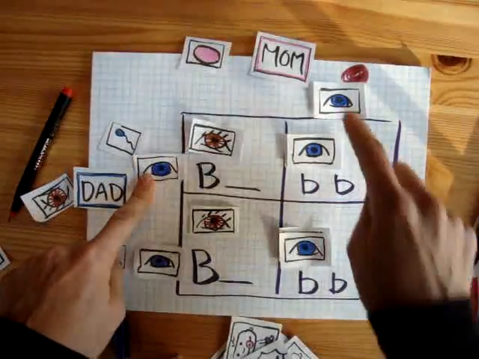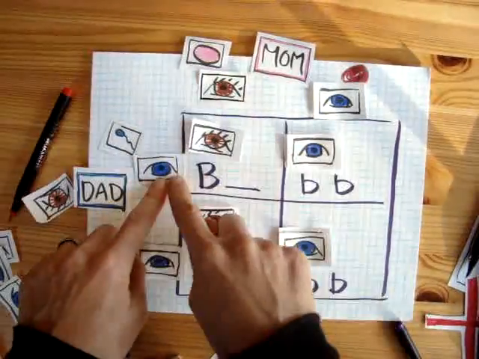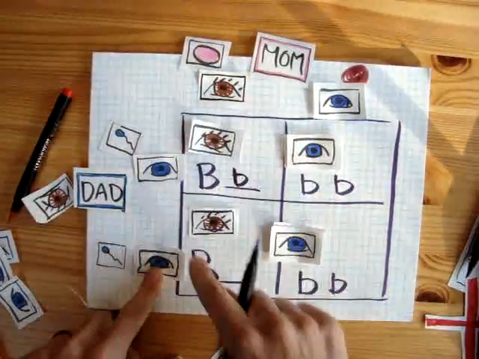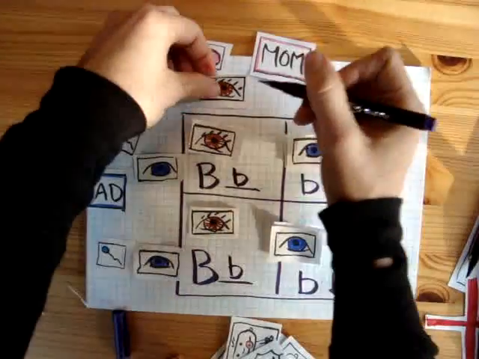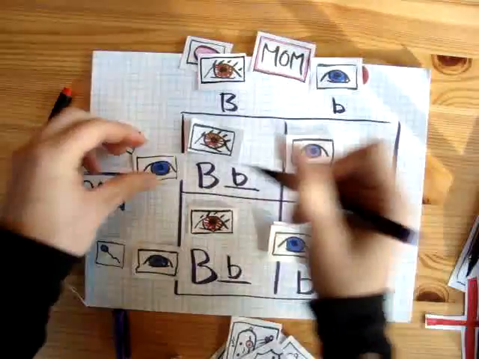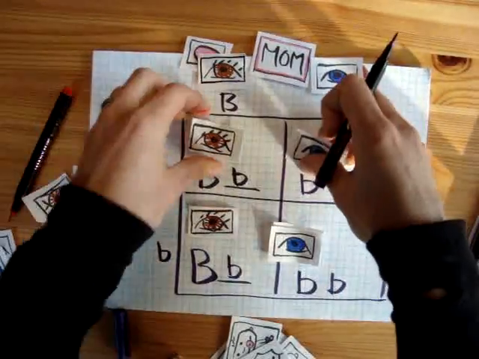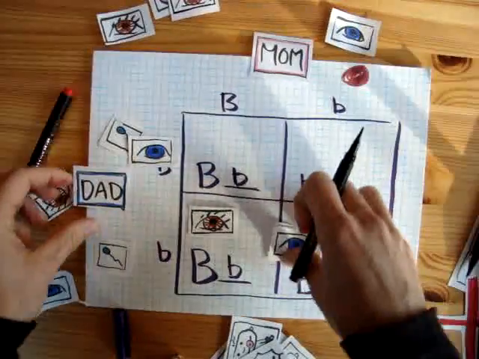But where did these brown eye alleles come from over here? The big B, mom's got a blank, so that must be there. Brown allele for her. Now we know that the blank had to be the blue allele from dad, so let's fill in mom and dad's genotypes now. All right, mom's got a big B and a little b, dad's got a little b and a little b. Dad's got blue eyes, and mom is heterozygous brown-eyed.